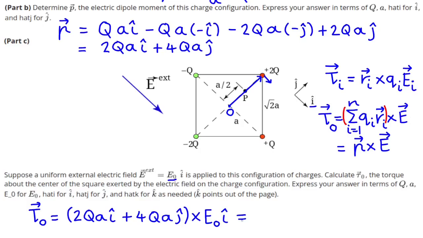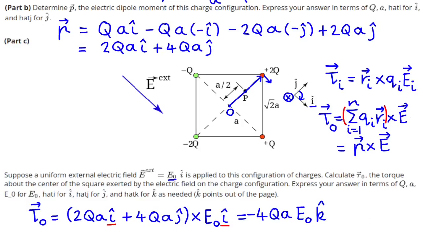So using the distributive property of the cross product, we have I cross I giving the zero vector, and the second term of the dipole moment is 4QAJ cross E0I. So we have 4QA E0 by J cross I, which gives a unit vector pointing into the screen, so in the minus K direction.